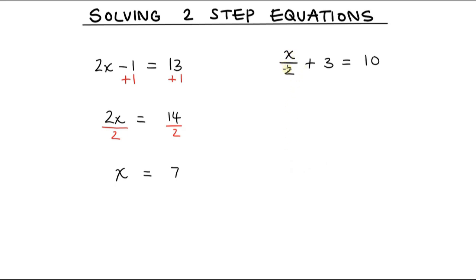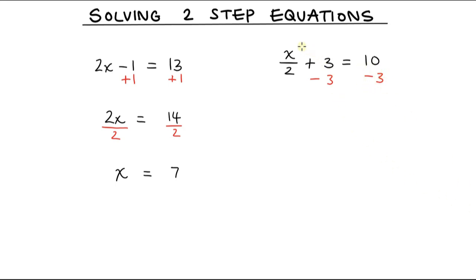This time we've got x divided by 2 plus 3 is equal to 10. Now, again, I need to find the value of x, so I need to get x on its own. So the first thing I'm going to do is get rid of this plus 3. And to get rid of plus 3, I just need to do the opposite. So the opposite of adding 3 is subtracting 3. But notice, I can't just subtract 3 willy-nilly from the left-hand side. Whatever I do to the left-hand side, I need to do exactly the same to the right-hand side. So I also need to subtract 3.